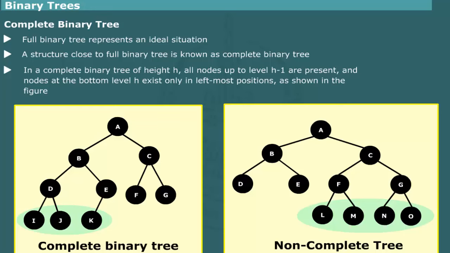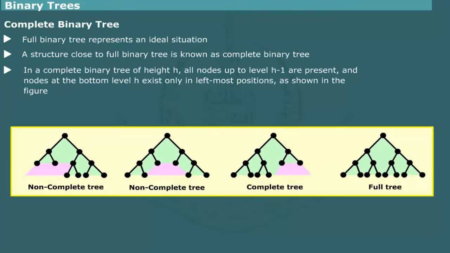The distinction between a full tree, complete tree, and non-complete tree can be viewed more vividly by adding a triangle to the tree structure. Figure shows such triangles. The missing nodes are represented as the unshaded area of the triangle.